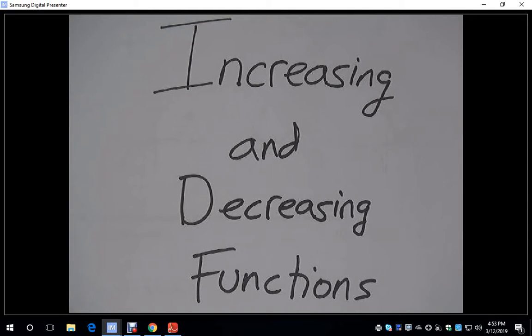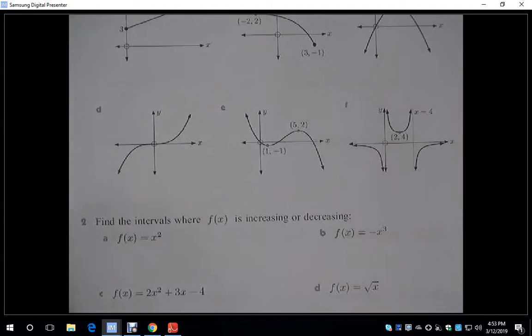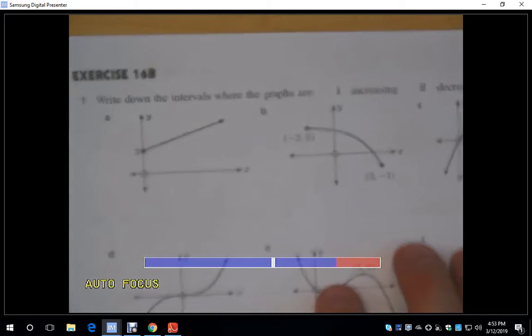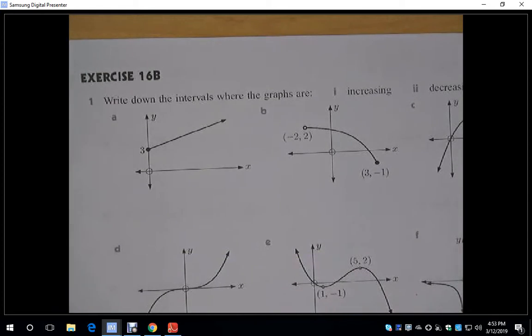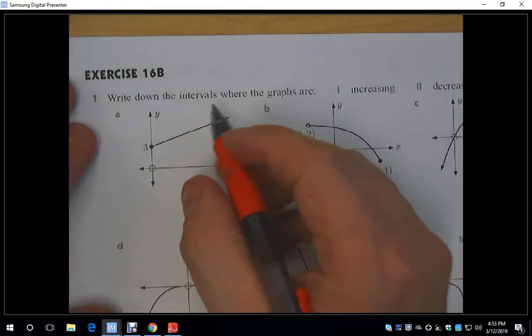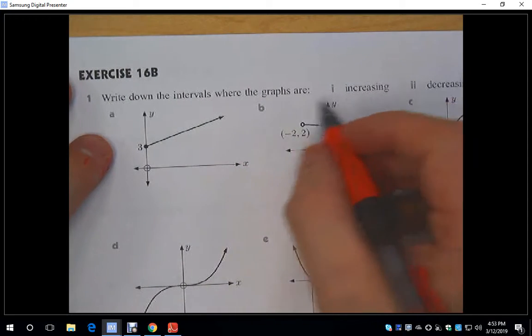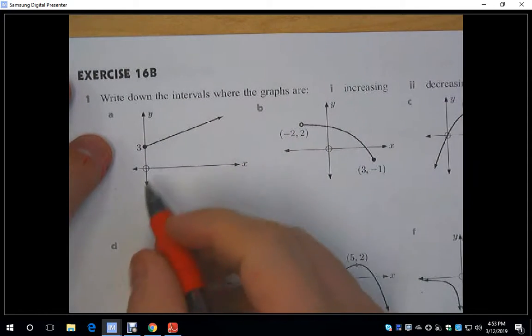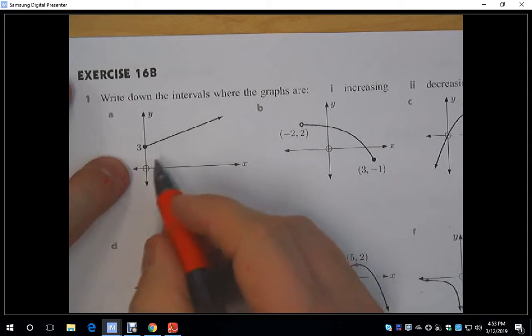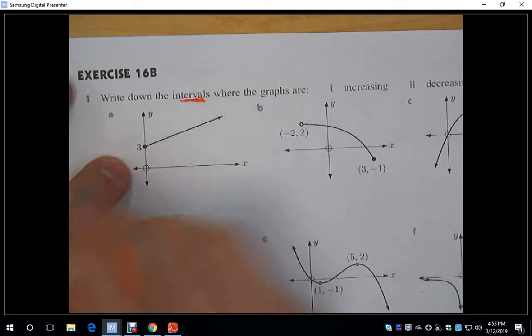In this video, I'm going to be talking about increasing and decreasing functions in regard to calculus. So on this first problem, it says write down the interval where the graphs are increasing and decreasing. For this particular graph, when we talk about the interval, we're just talking about the domain.